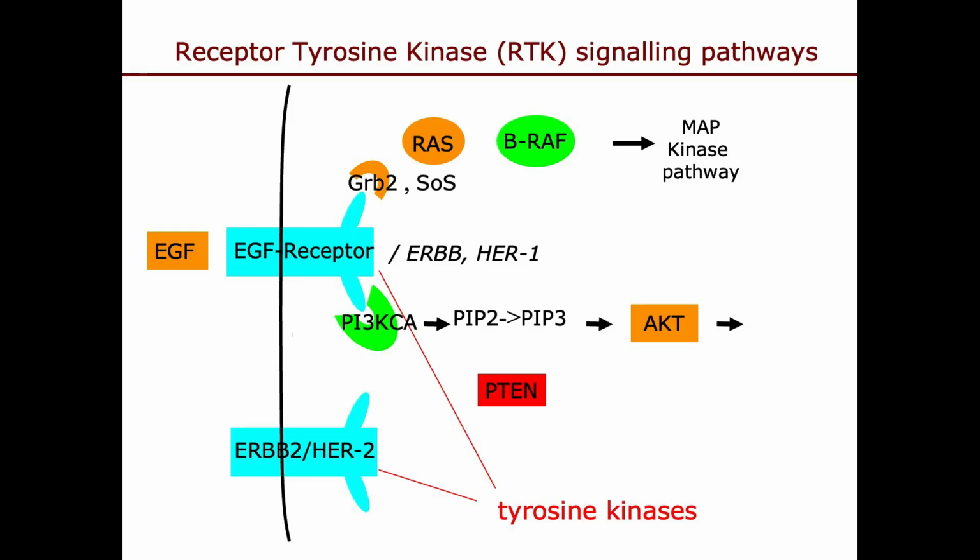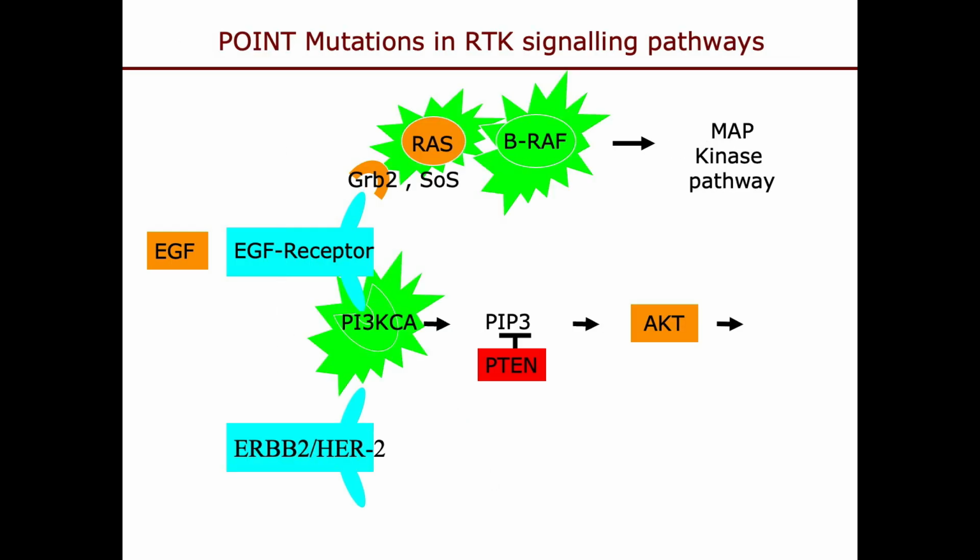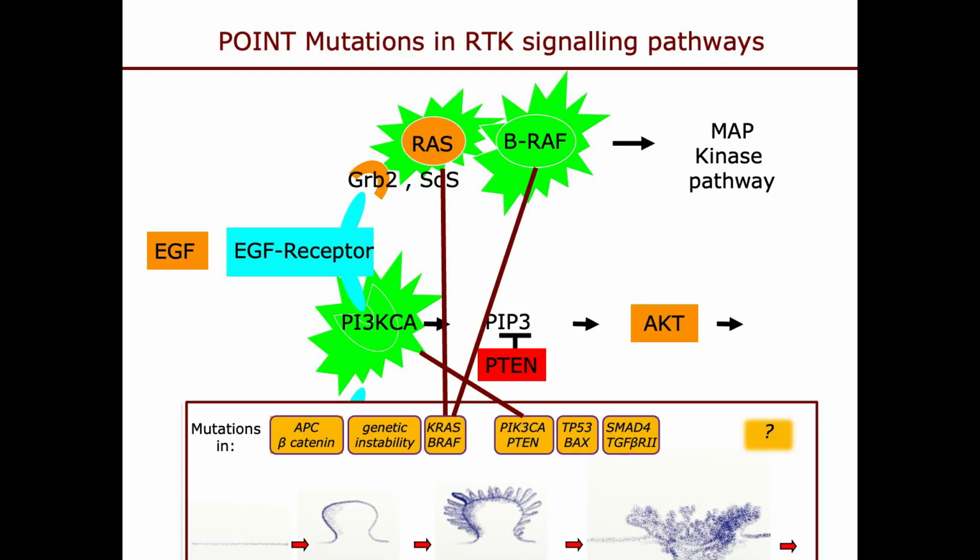Let's consider some of the point mutations that occur in the components of these pathways. 3 of them are particularly famous for being point mutated: RAS, RAF, and PI3 kinase catalytic subunit, PI3KCA. These mutations are present in the Vogelstein model of colon cancer, which I popped in underneath. One of the mutation stages in the Vogelstein scheme is KRAS or BRAF being mutated, and another step is PI3 kinase or PTEN being mutated.